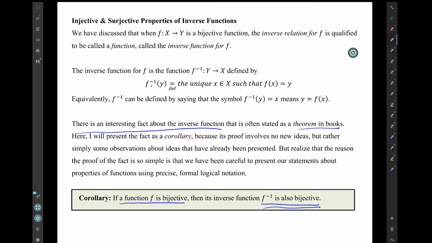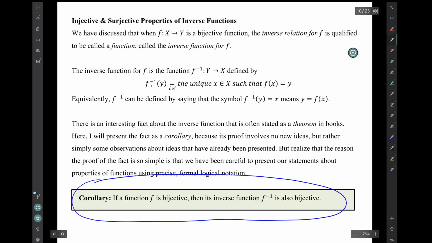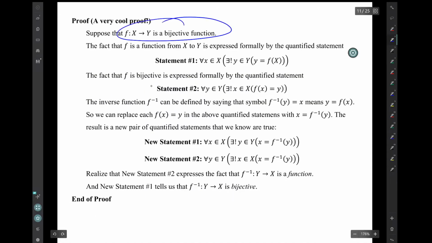Now, its proof is really cool. It's so simple for us because we've been careful to represent our statements about function properties using precise formal logic notation. So the proof of this fact is very simple. So I've just called this fact a corollary. If a function is bijective, then its inverse function is also bijective. Let me show you the proof. Suppose that f is bijective. So we have to show that its inverse is bijective. So this is a direct proof form.